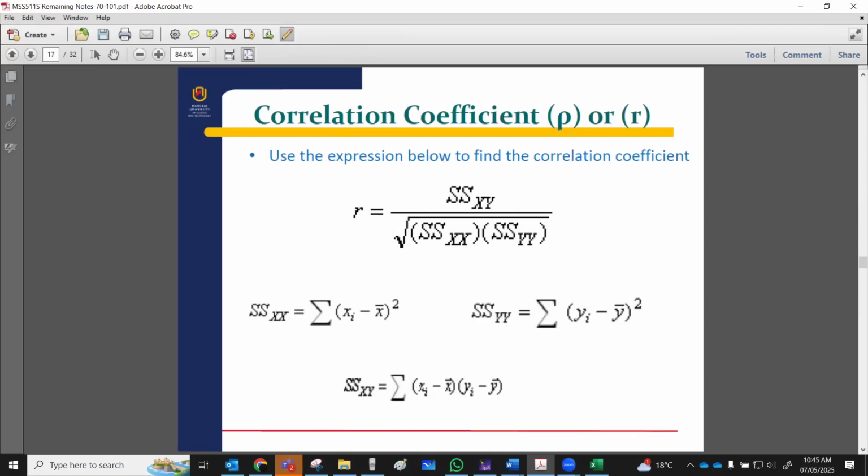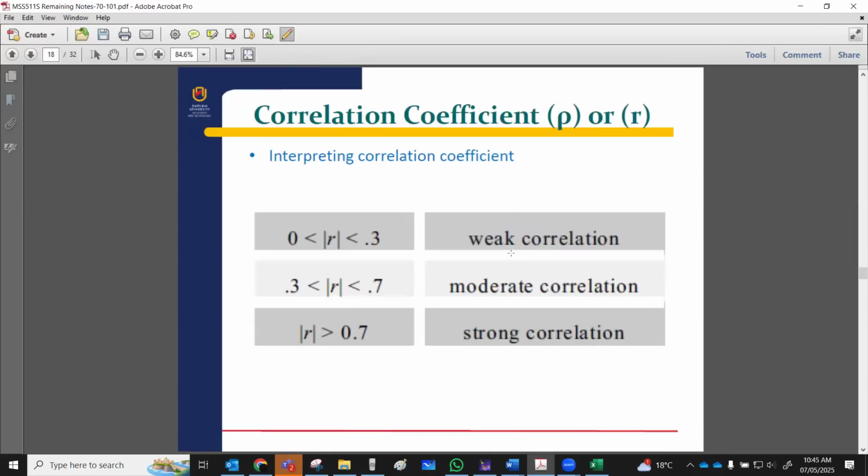And then in the denominator, we have X minus X bar squared, and then we also have Y minus Y bar, and then we square it. So we can work this out, but of course, like I said, this we can also do on our calculator in just a few steps.